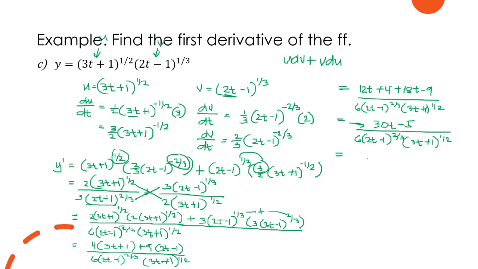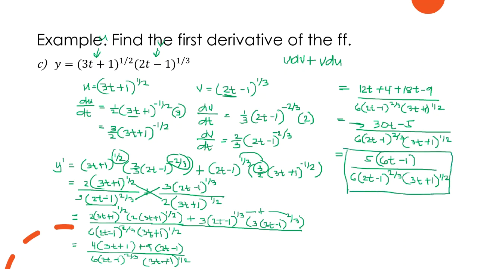So, we have 5 times (6t minus 1) all over, copying the denominator, 6 times (2t minus 1) raised to 2 thirds times (3t plus 1) raised to 1 half. So this is now our final answer. So it's quite a long solution.